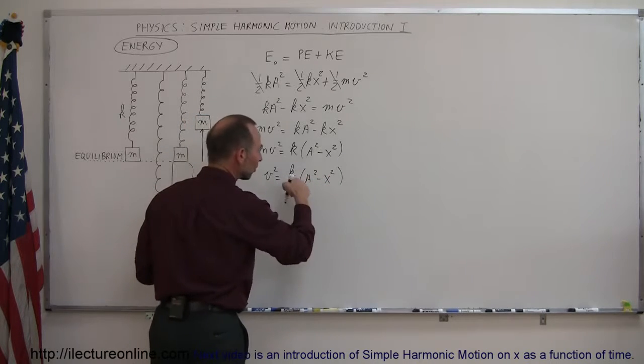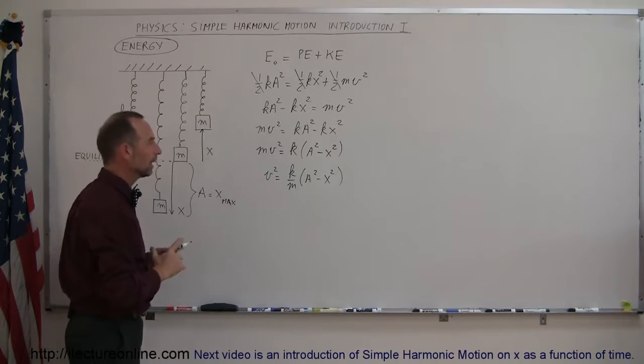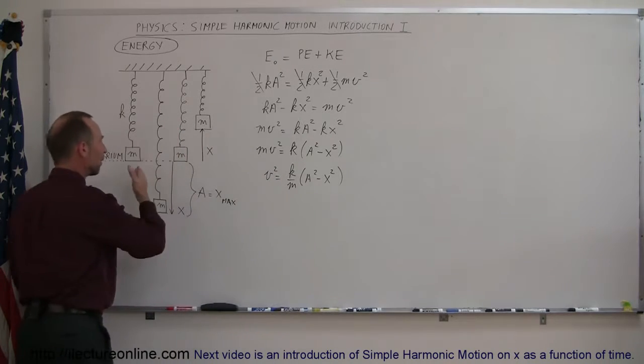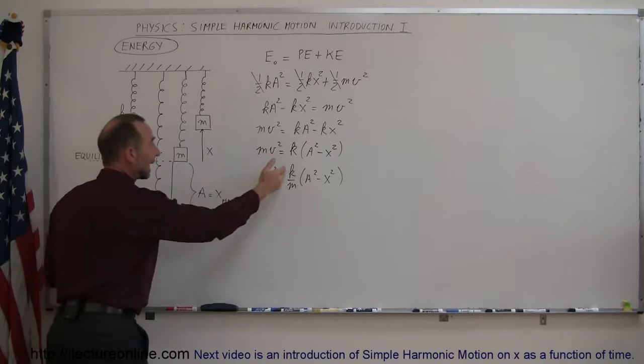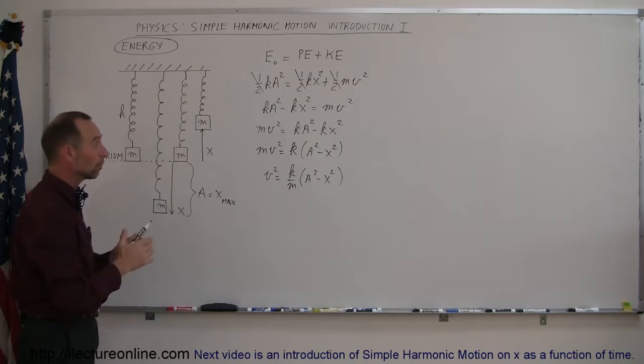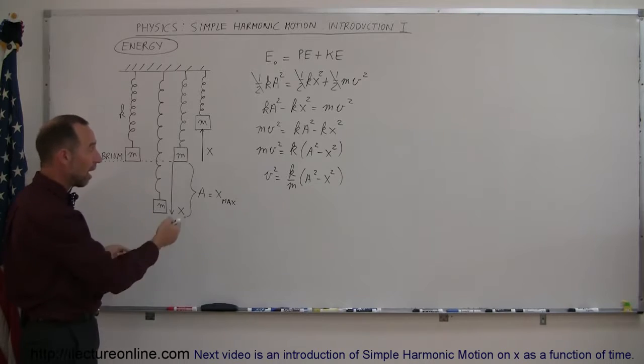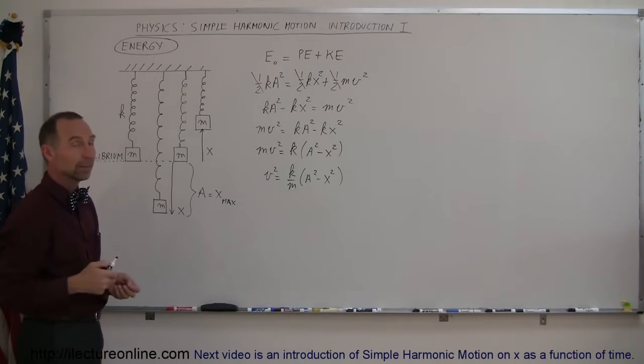Now this k over m is a very special quantity that determines the properties of the system. m is the mass at the end of the spring, and k is the spring constant. Those two constants determine how fast this object will be oscillating up and down.